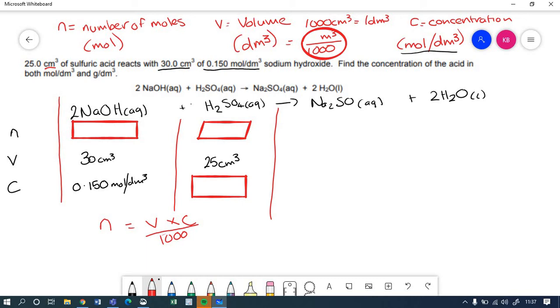So if I put this down here, so I've got n is equal to 30 times 0.150 and divide that all by 1000, that would give me the value for the number of moles.